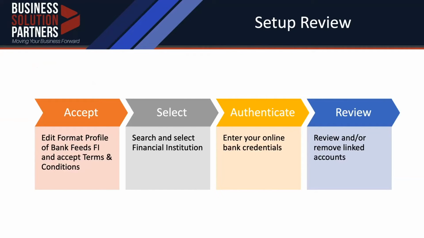So just a quick recap of the steps there. After installing the SuiteApp, you're going to find the Bank Feeds Financial Institution and accept the terms and conditions on the format profile, link bank accounts. Then you're going to search and select your financial institution, connect to it by entering your online bank credentials, and review and remove any linked accounts.